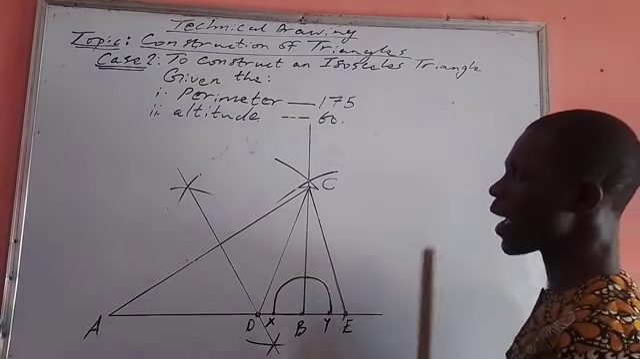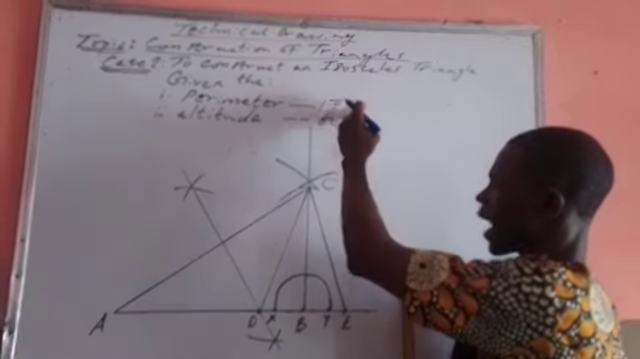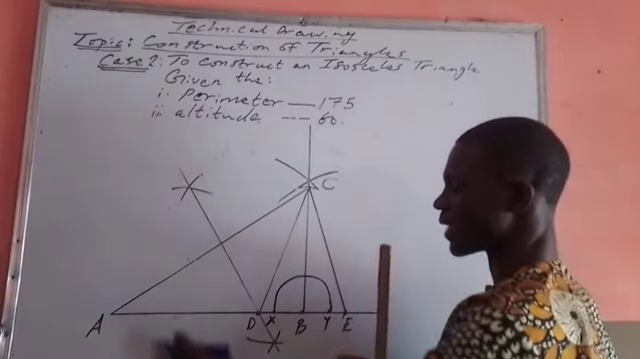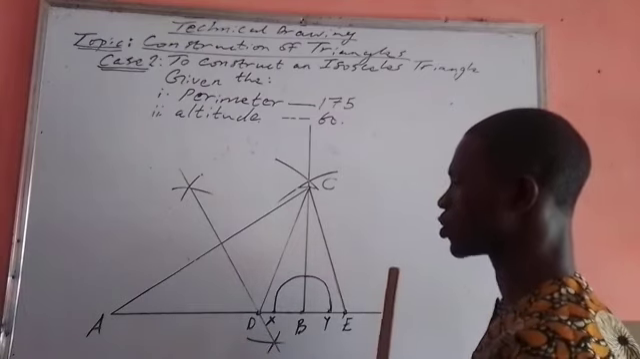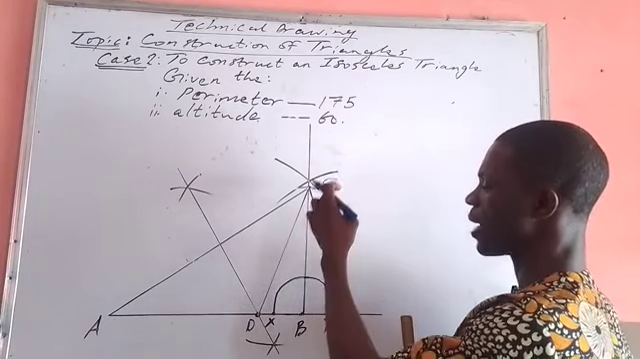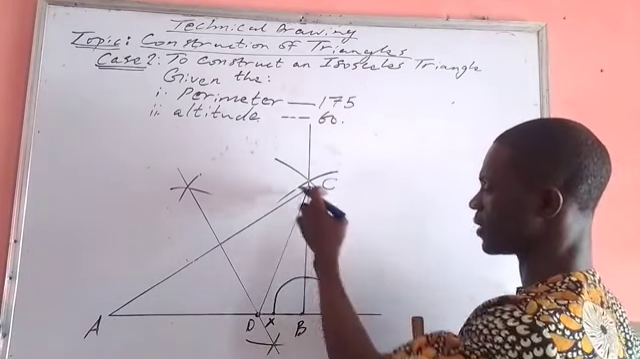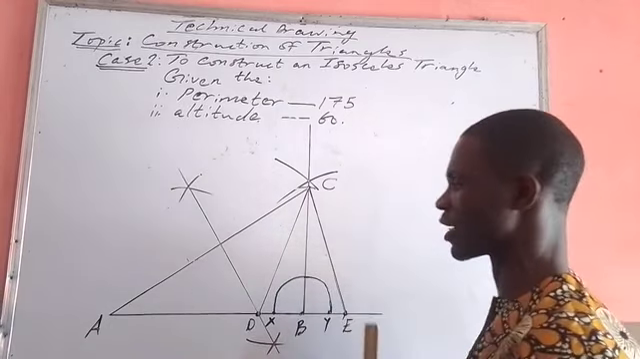Okay, so when we are given the perimeter of the isosceles triangle and the altitude, these are the steps that we have to take to get the isosceles triangle drawn. So the required isosceles triangle is triangle DEC, or DCE. So that is the required isosceles triangle.